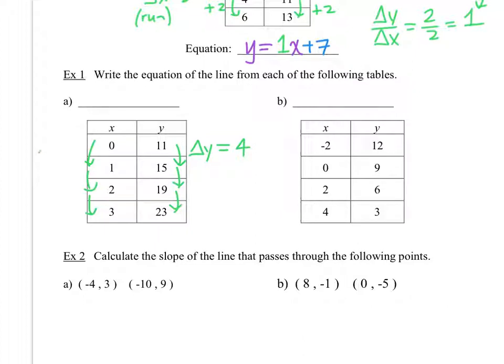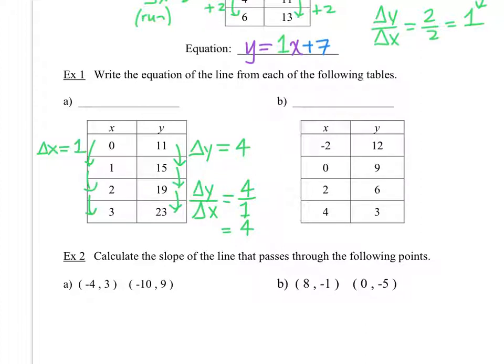And if I do the same for my delta x and look at the change in x from 0 to 1, 1 to 2, 2 to 3, I get 1. That means that my delta y over delta x, my change in y over change in x, my slope is 4 over 1, which can be just written as 4.